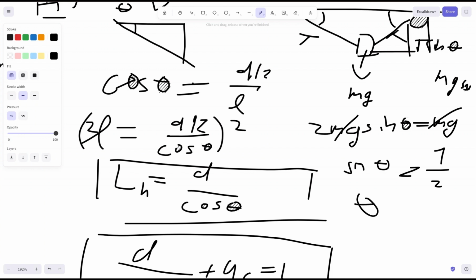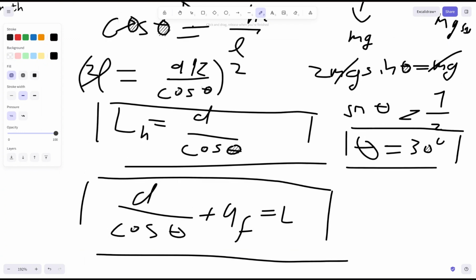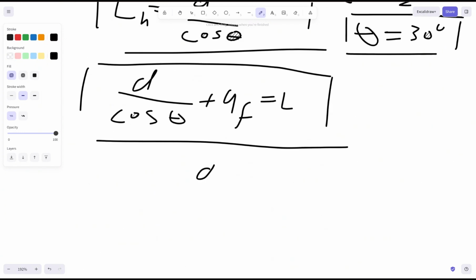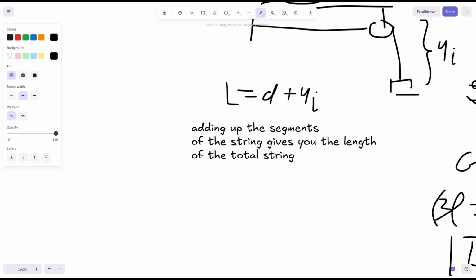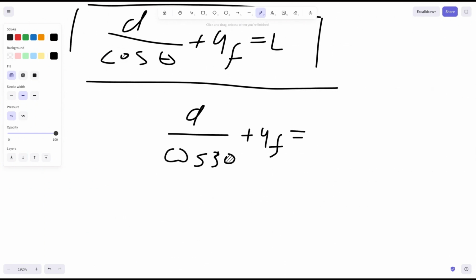And this is theta equals 30. You can use a calculator, but I just memorized that this is the right answer, because sine theta equals 1/2 comes up so much in physics. So yeah, theta equals 30. So now I have D all over cosine 30 plus yf equals L. But what else does L also equal to? L is also equal to D plus Y initial.